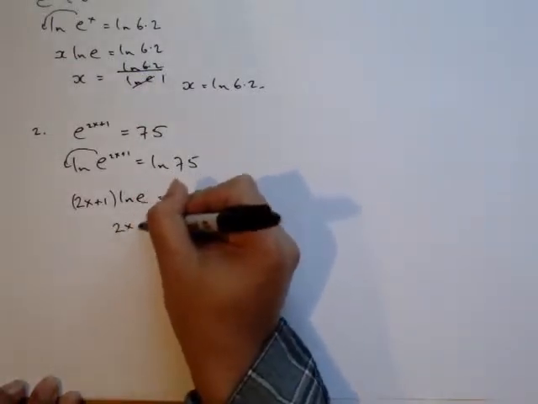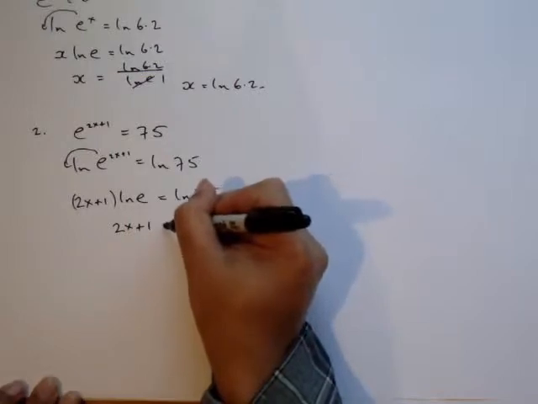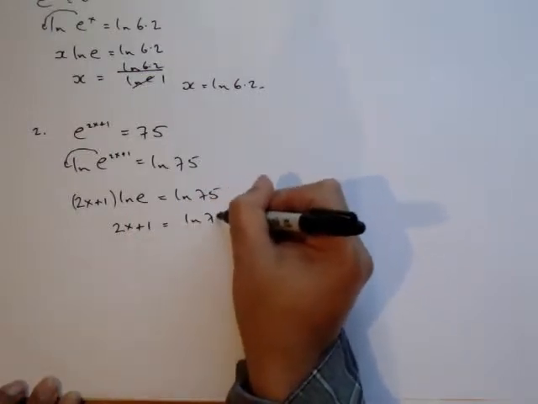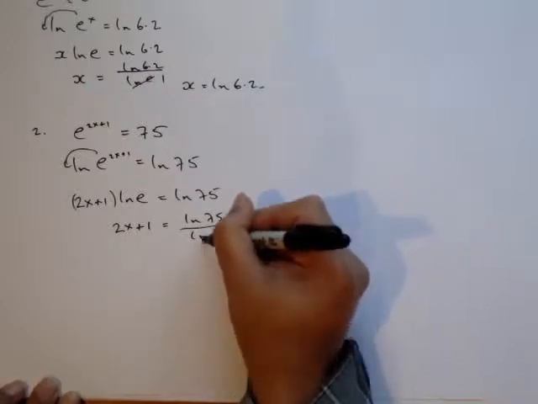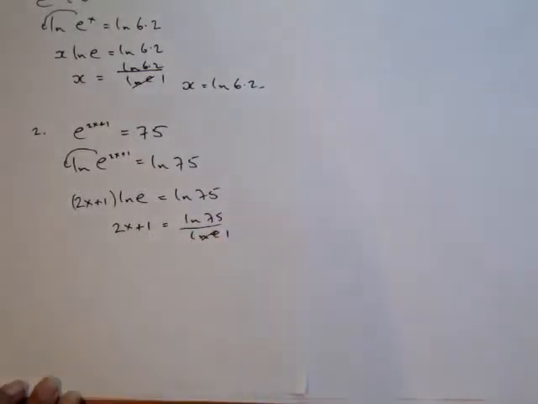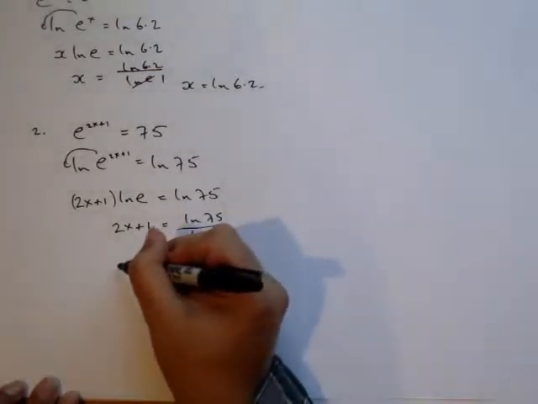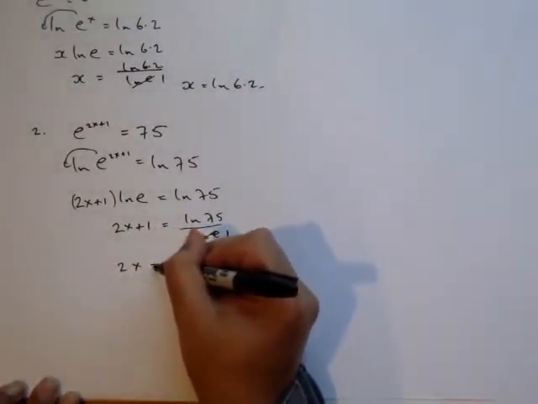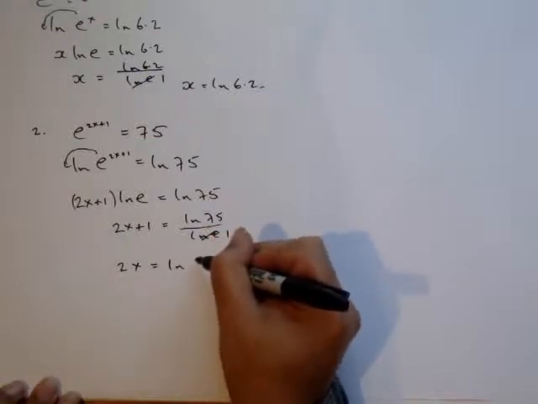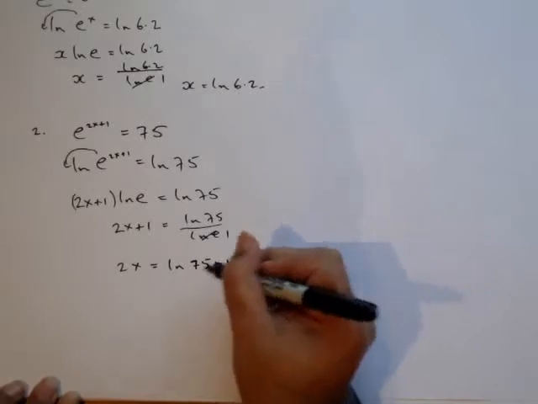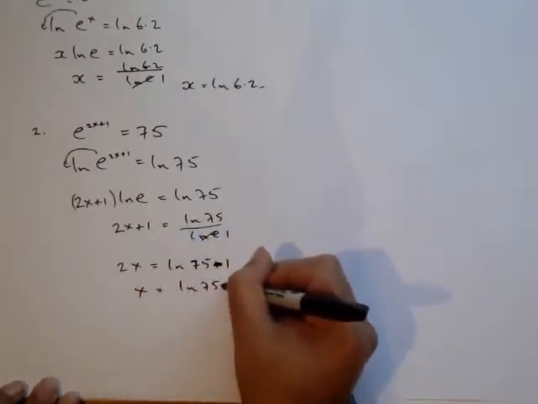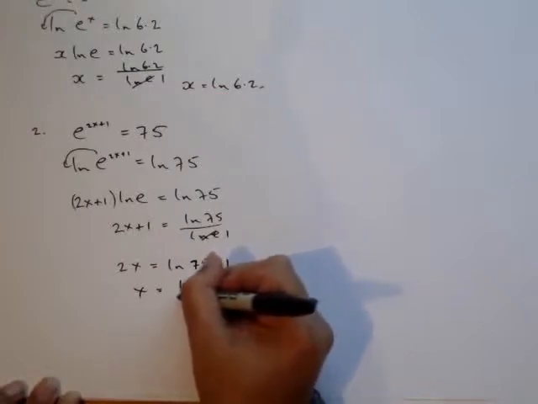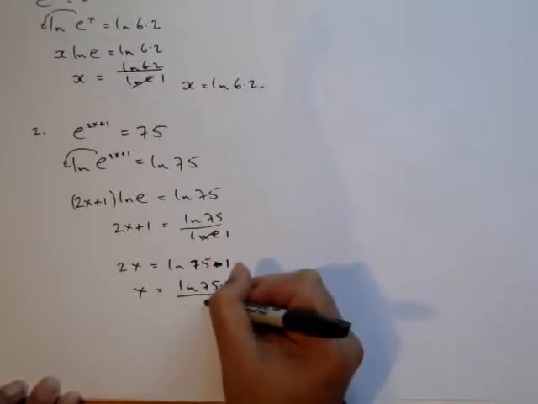So 2x plus 1 equals the natural log of 75 over the natural log of e, which we said was 1. So 2x equals the natural log of 75 minus 1, and then x equals natural log of 75 minus 1 all over 2.